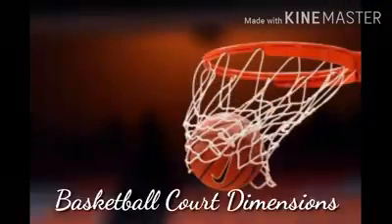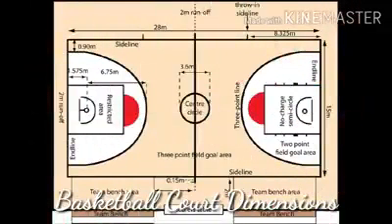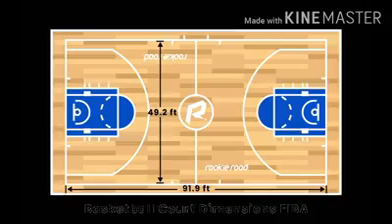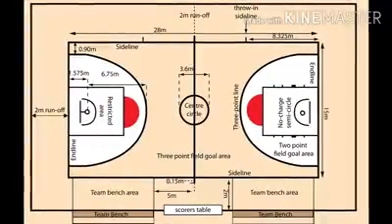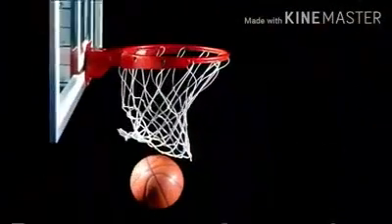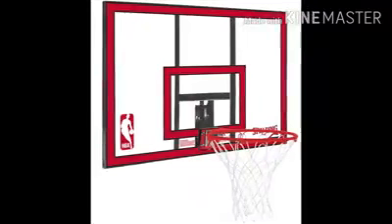Hey! These are the basketball equipment and facilities. Basketball court dimensions. The size of the court depends on the playing level. The size of the court for NBA and college games is 94 feet long and 50 feet wide. It is smaller for high school and junior high.